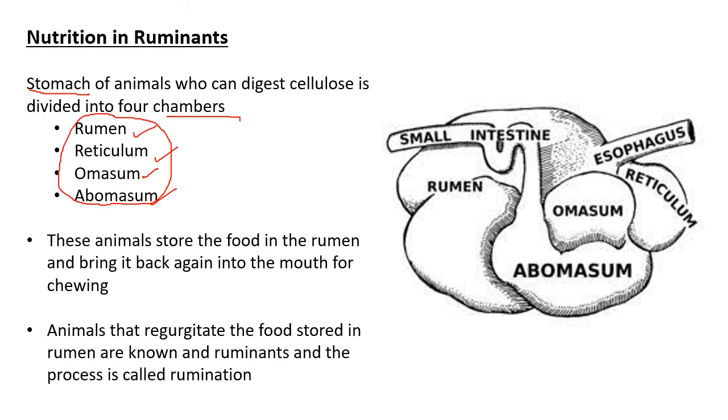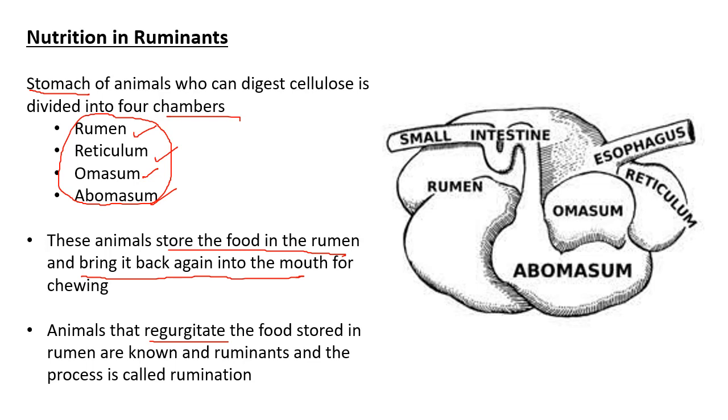So what does this animal do? They eat, they chew the food quickly, and without chewing it properly, without digesting it, they store the food in the rumen, and when they get time, they bring it back again to the mouth for chewing purpose. Okay, this process is called regurgitating. Regurgitating means bringing the food back in the mouth for chewing purpose.